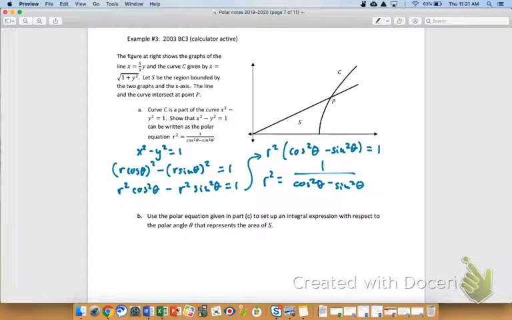So really, I would say that A was trying to assess, do you know how to convert between polar and rectangular? To me, that's really the point of that question. Because beyond that, it's some pretty simple algebra.